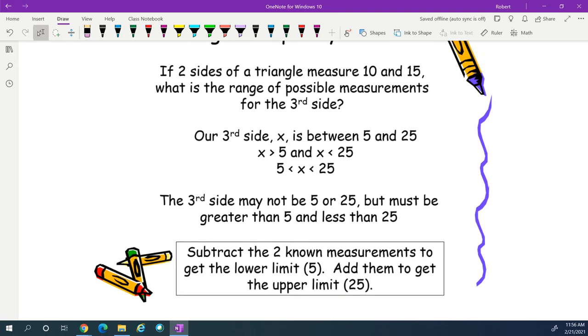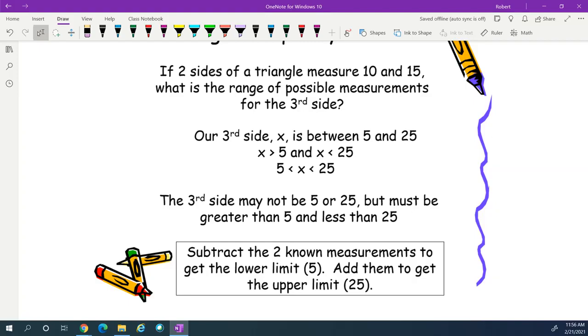So here's our summary. In our first example, if it's the smallest, it still has to be bigger than 5. And if it's our biggest, it has to be less than 25. It cannot be 5 or 25. Remember, the sum of the two smaller sides must be greater than the third side, not equal. So we found out our lower limit and our upper limit.